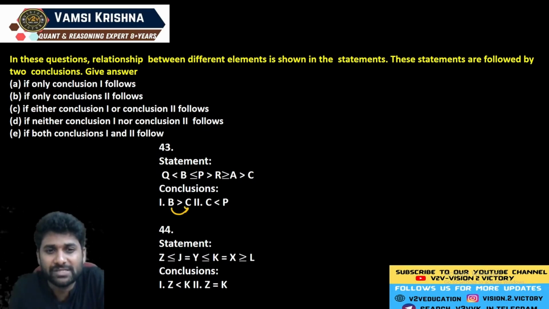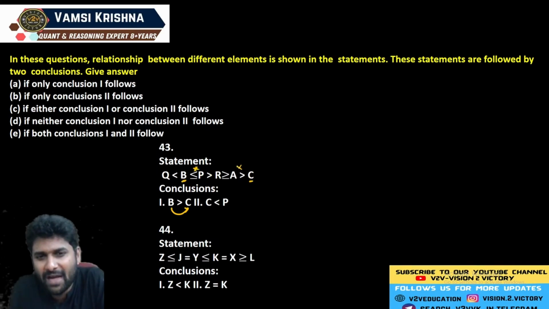Next one, B to C. Guys, here in the relationship, while observing B and C, we have different symbols. If you have different symbols, you never get an exact relation. Remember that. So one is a wrong one.